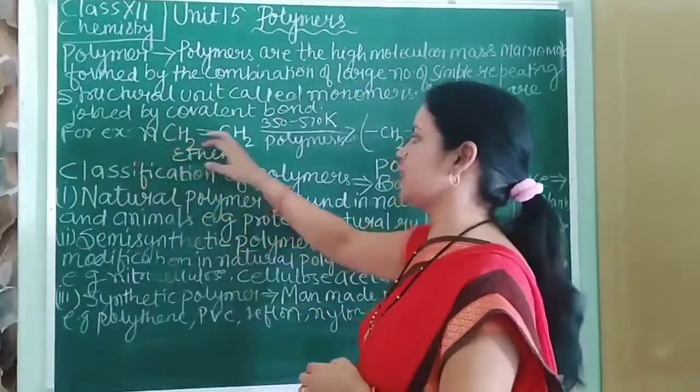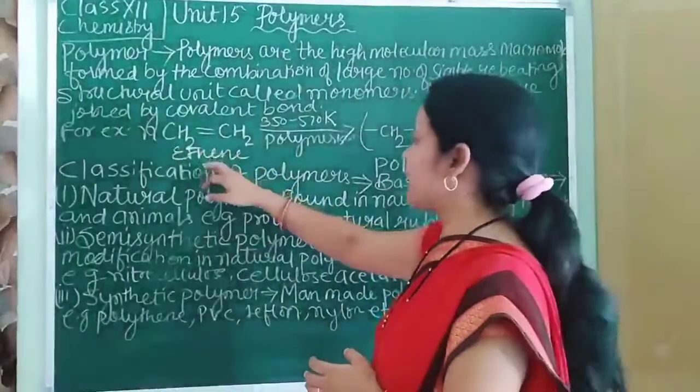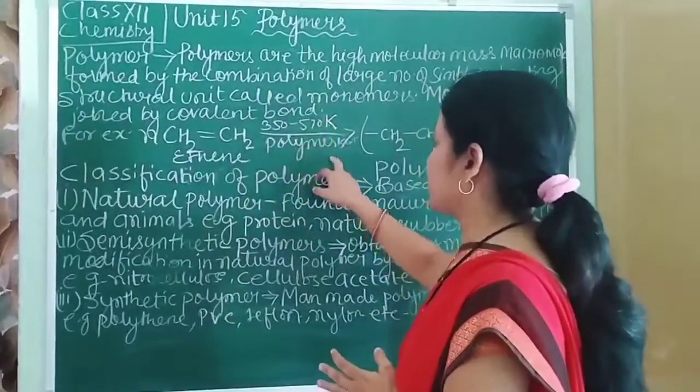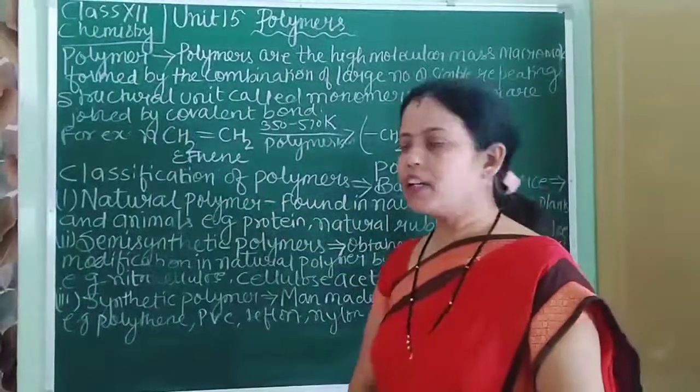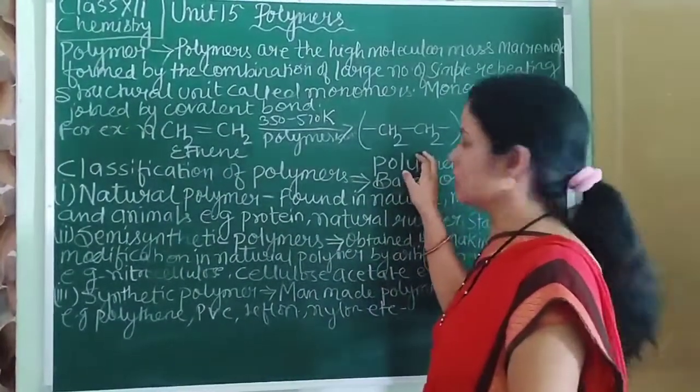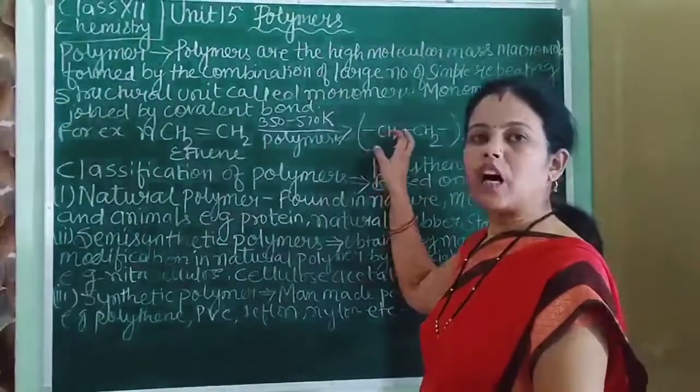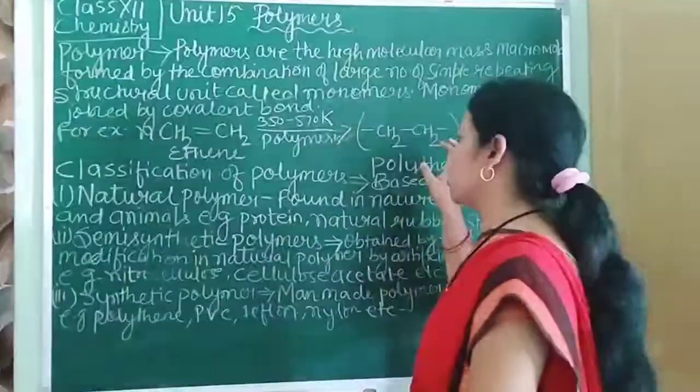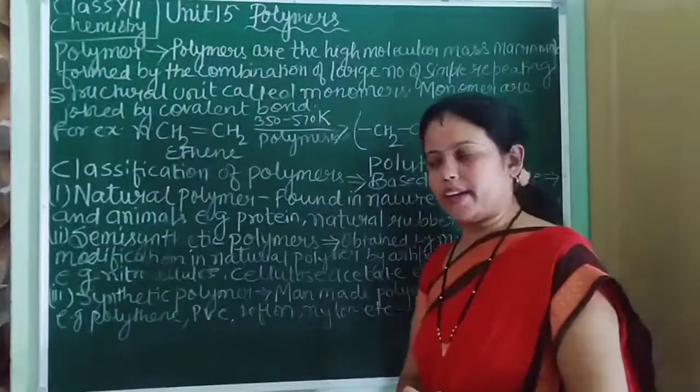For example, ethene. Ethene is a gas. On polymerization at 350 to 570 Kelvin temperature, it forms polythene. So in polythene, about 1000 units of monomers are joined together.